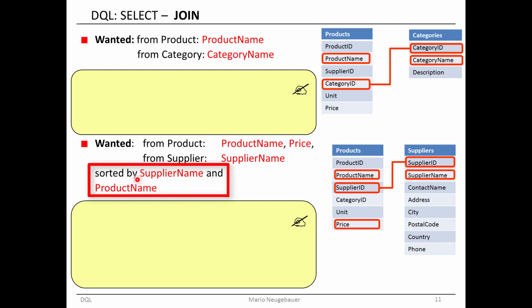So you might see that there is a supplier maybe delivering many products. Then you have the supplier, which is equal for different rows. And if it's the case, then we sort regarding the product name. So how do the solutions look like for these two small tasks?